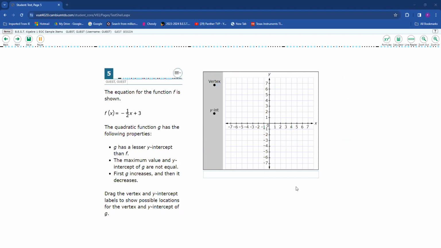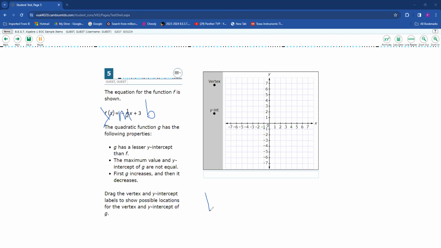Okay, the equation of the function is shown, so we know that y equals mx plus b. This would be y. Negative 1 over 2 is m, and the y-intercept b is 3. So for the other function, g has a lesser y-intercept than f. What is less than 3?